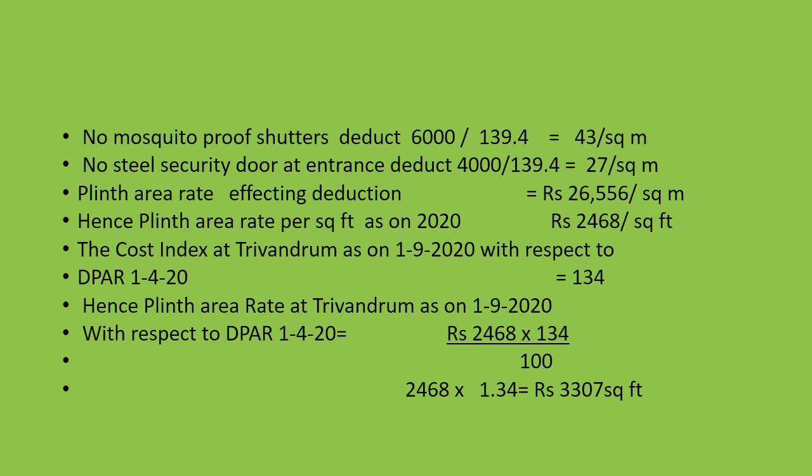The cost index of Trivandrum as on 1/9/2020 has been worked out, which is equal to 134. Hence, the plinth area rate at Trivandrum as on 2020 with respect to DPAR 1420 is equal to rupees 2,468 into 134 divided by 100, which works out to rupees 3,307 per square foot.